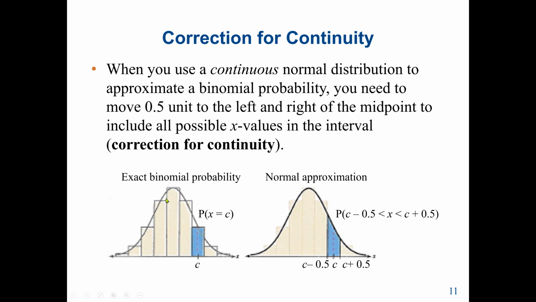Now, when you use a continuous normal distribution to approximate the binomial probability, we always need to move 0.5 unit to the left and right of the midpoint to include all possible x values. And that's the example. You have C right here. I include C plus 0.5 to the right and C minus 0.5 to the left to include every value.